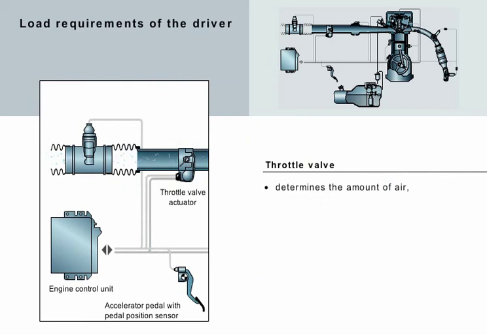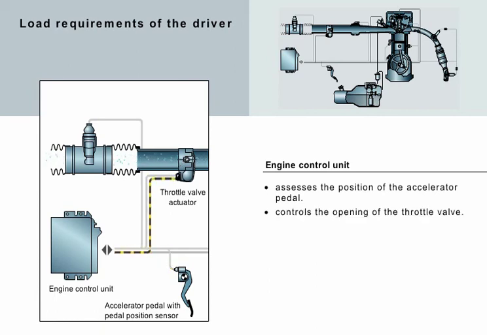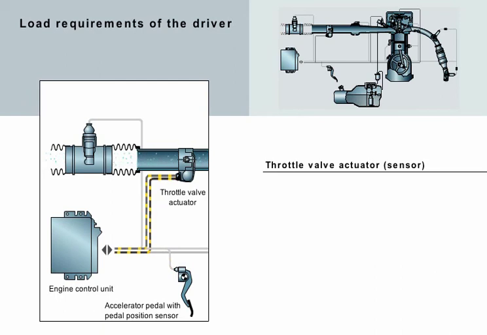The throttle valve opening angle determines how much air can flow through the intake pipe and how much petrol has to be injected into the cylinder for combustion. In the ME engine control system, the throttle valve is no longer activated mechanically by the driver applying pressure to the accelerator pedal. Instead, the engine control unit evaluates the position of the accelerator pedal electronically, and depending on this position, opens or closes the throttle valve. This function is known as the electronic accelerator pedal, EGAS.